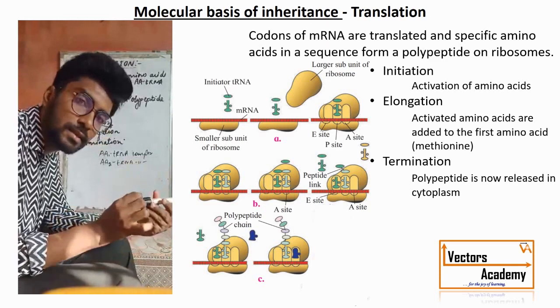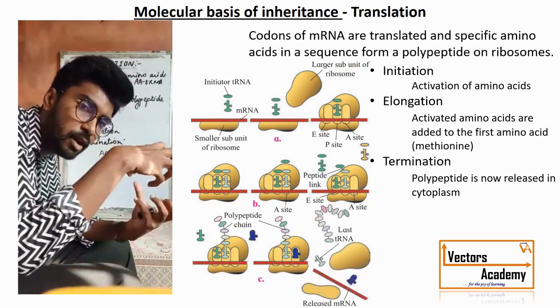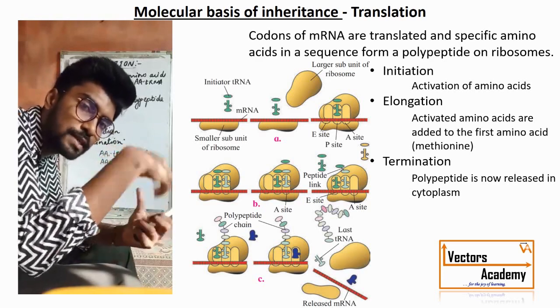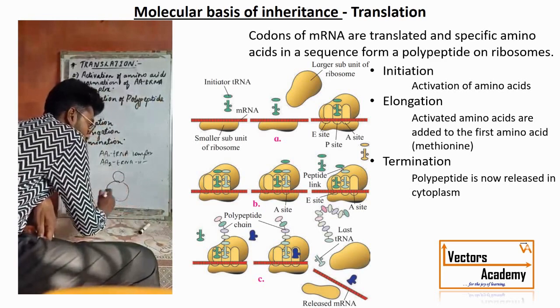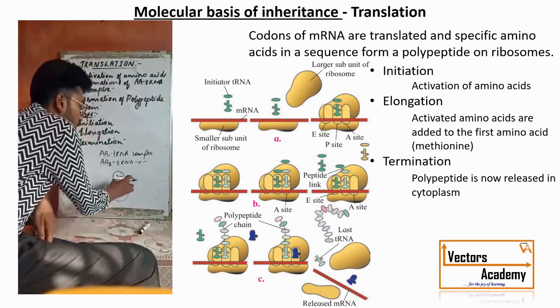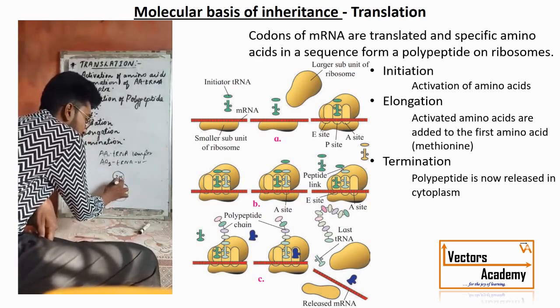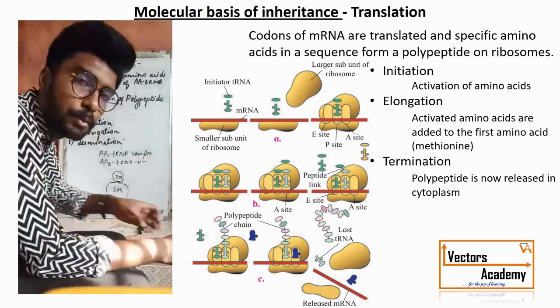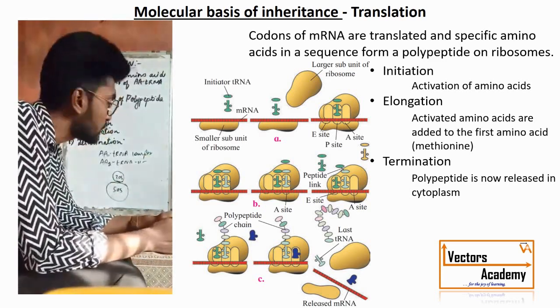Okay, now once the termination takes place, the 30S smaller subunit and the 50S larger subunit separate from each other. This is your 30S and this is your 50S. This is the smaller subunit, this is the larger subunit. Now 30S will get separated from the larger subunit 50S. This is called termination taking place in translation.